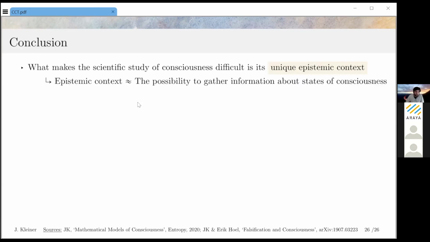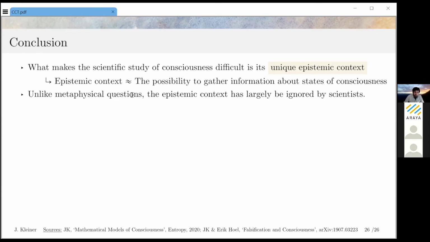So the main point I wanted to get across is what makes the scientific study of consciousness difficult. The scientific study of consciousness, and I should emphasize scientific, is consciousness's unique epistemic context. To repeat, epistemic context refers roughly to the possibility of gathering information about states of consciousness. There are epistemic constraints on the physical side, but they are usually of a practical nature. In consciousness, we have many more, of different kinds, and these determine the possibilities we have in a scientific context.